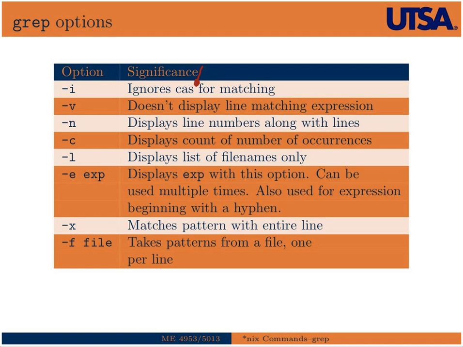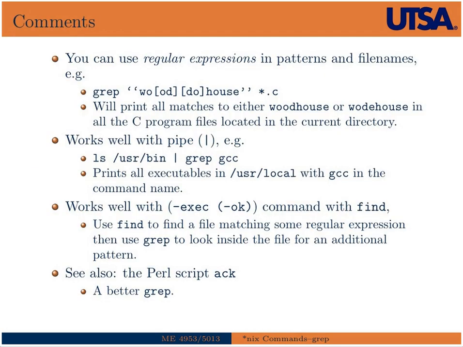There's several other ones. The dash e is how you would specify multiple patterns. So if you had multiple patterns that you'd want to match, you'd use a dash e in the pattern and then another dash e in the pattern. It has two meanings. It also has to do with if you have an expression beginning with a hyphen, then you'll use a dash e and then the pattern with the hyphen. So these are your basic options.